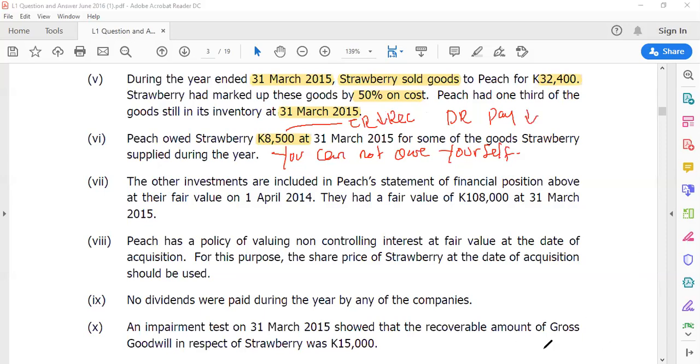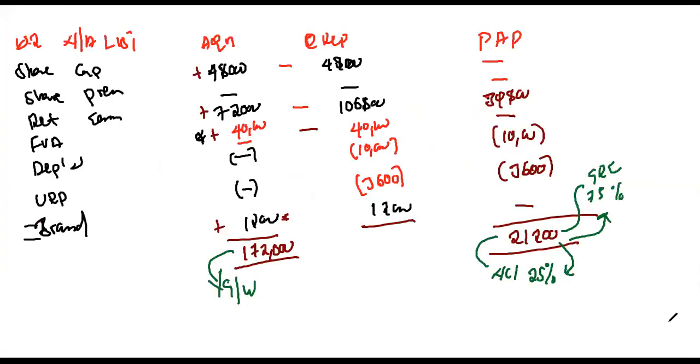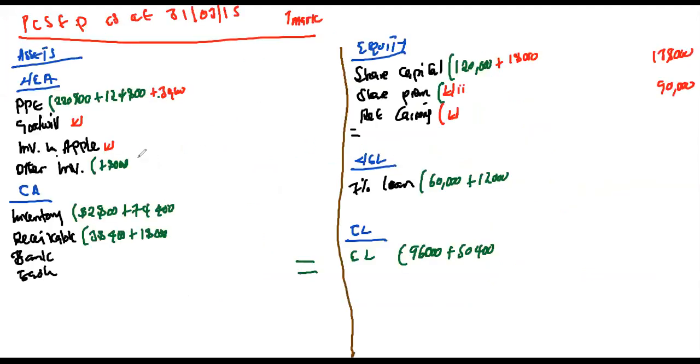So what do you do? Simply go to the SFP and immediately do that. That's the beauty of writing the SFP in advance, because you're simply going to rush to the SFP. Go to receivables. Where is our receivables? There we go. We're going to reduce. Remove that 85, the 8,500. You can't owe yourself. Go to payables. We don't have payables here, but we've got current liabilities. Payables is always part of current liabilities. So reduce the 85 from here.